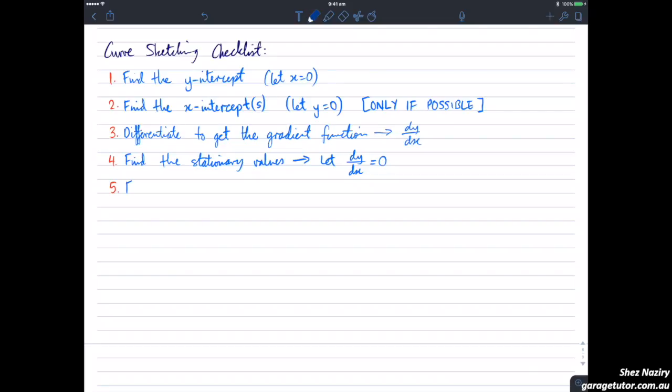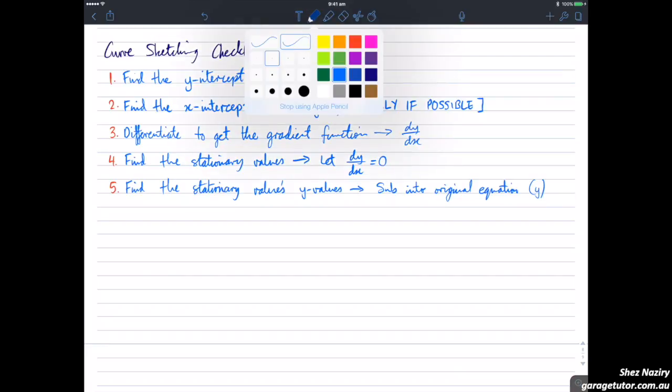So now, find the stationary values' y values. Remember that step? This is possessive, so I've got to put an apostrophe there. So find the stationary values' y values. Sub into the original equation, y equals. Sub into original equation.